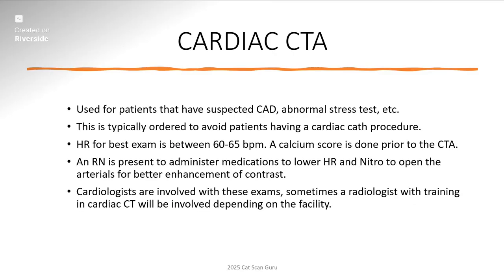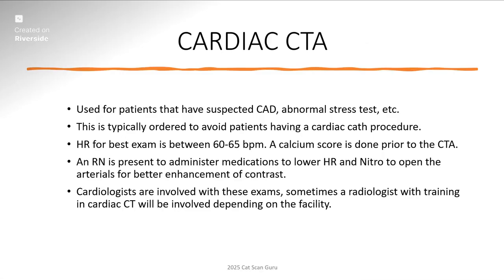Now, we also have cardiac CTA. These are used for patients who have coronary artery disease, maybe an abnormal stress test, unexplained chest pain, things like that. These will typically get ordered where we have to hook up the patient to an EKG and make sure that they have an 18 in the right AC, because that is preferred. Typically, these are ordered to avoid patients having a cardiac cath procedure. Now, this is not to say that if this exam is positive they won't have that cath procedure, because sometimes there's a small percentage of patients where they couldn't rule out what was going on, or something was positive on their cardiac CTA, and the cardiologist opted to take them to the cath lab anyway.